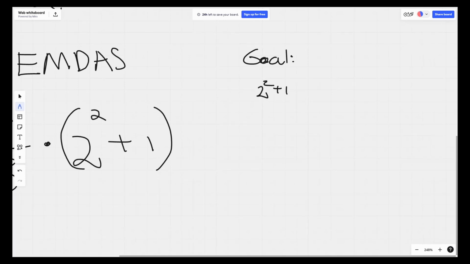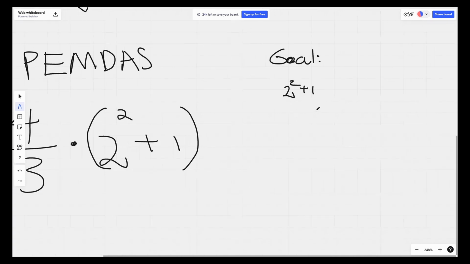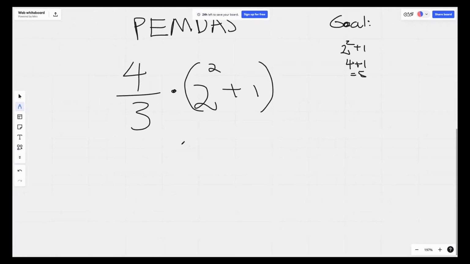Here in 2 squared plus 1, I have an exponentiation and I have an addition. So which one comes first? I know that exponentiation comes first according to PEMDAS, right? E comes before A. So I'm going to evaluate the 2 squared first, and that becomes 4. And then I'm going to evaluate the plus 1. So this becomes 5. Then if I go back here, I'll have 4 over 3 times 5. And then this is easy to evaluate. It becomes 20 over 3.